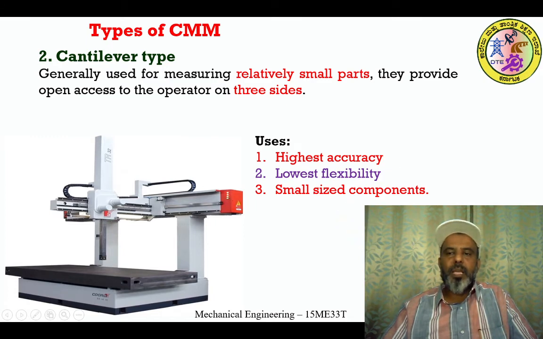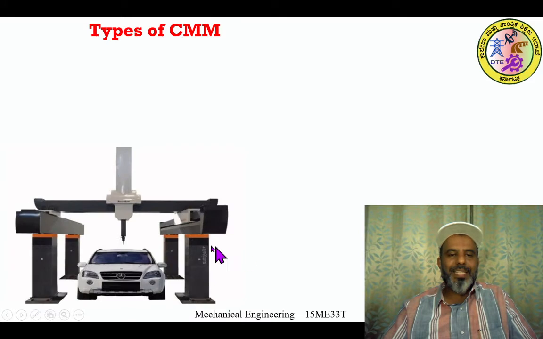Then the third type we are going to discuss is the gantry type. This picture itself shows how large this CMM is. This gantry machine is very big. Even the assembled car, which is going to come out from the factory, that size of component can be easily measured using a gantry type CMM.